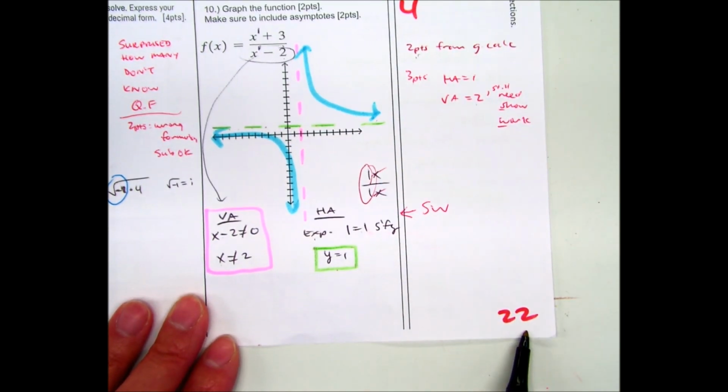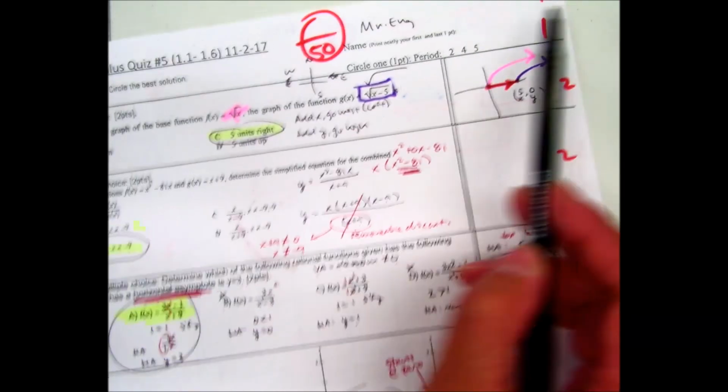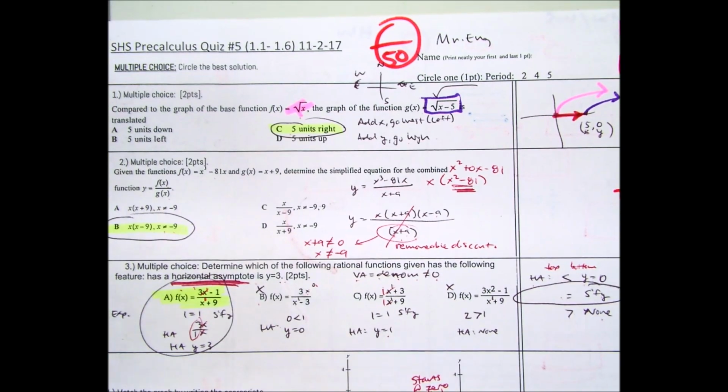That side was 22 points, plus the front side of 28. I'm now only giving you 1 point for your name. Now you have it out of 50 points.